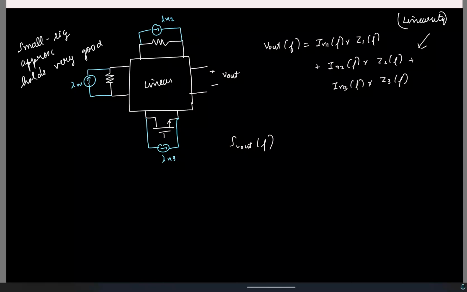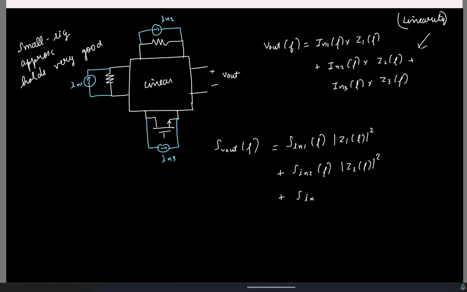Now, if I were to write the power spectral density, how will it look like? Each function multiplied in gains for each. Yeah, this in1 of f times mod z1 of f squared, plus I will do the same thing for others also. Okay, and I am able to do this because all these noise sources are uncorrelated. Okay, again you do the same things, you will find that the cross terms arise. Uncorrelated noise sources have zero mean, so cross terms go to 0.